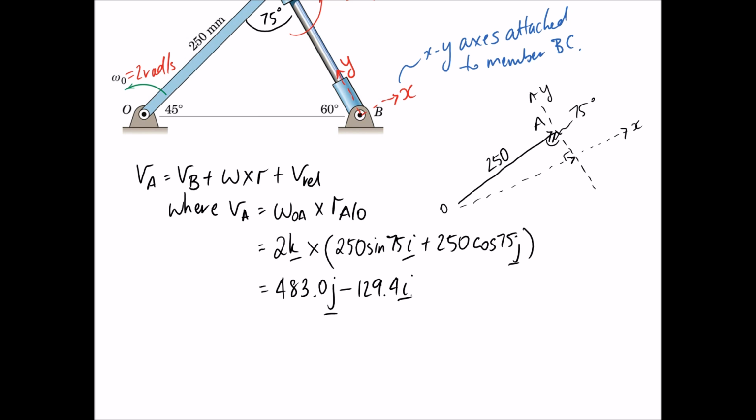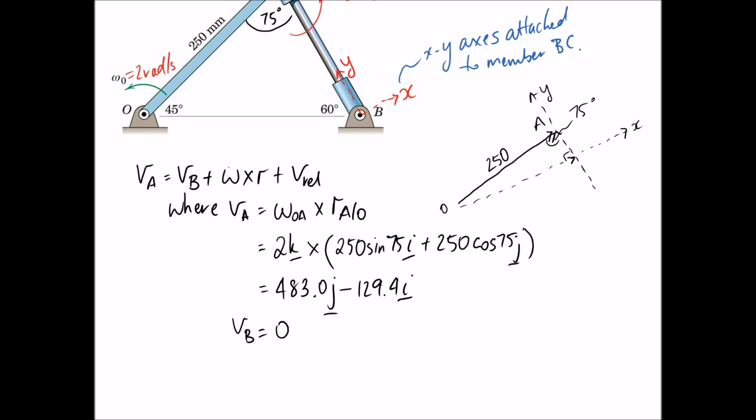Alrighty, so the next one that we need to consider is the velocity of point B, and this one's pretty easy because we have B down here as a fixed point. It's not going to move, so that means the velocity of that point is equal to 0.